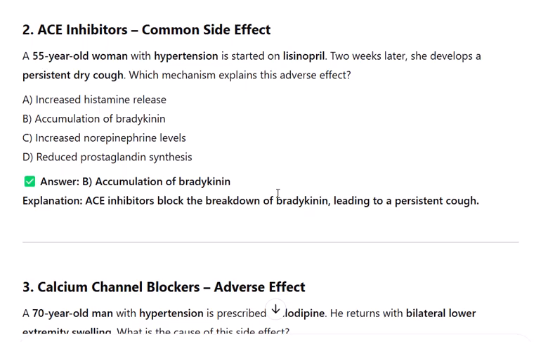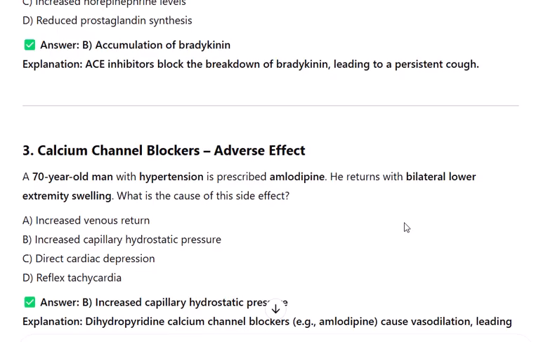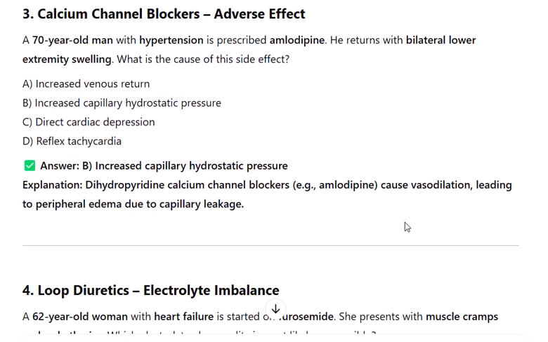3. Calcium channel blockers. Adverse effect. A 70-year-old man with hypertension is prescribed Amlodipine. He returns with bilateral lower extremity swelling. What is the cause of this side effect? A. Increased venous return. B. Increased capillary hydrostatic pressure. C. Direct cardiac depression. D. Reflex tachycardia. Answer. B. Increased capillary hydrostatic pressure. Explanation. Dihydropyridine calcium channel blockers, e.g. Amlodipine, cause vasodilation, leading to peripheral edema due to capillary leakage.